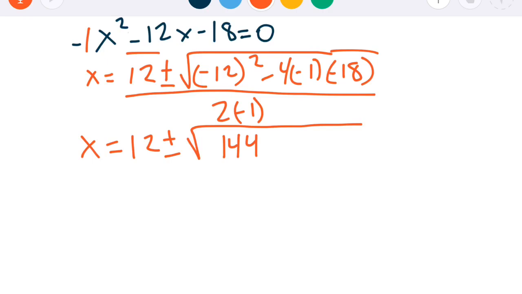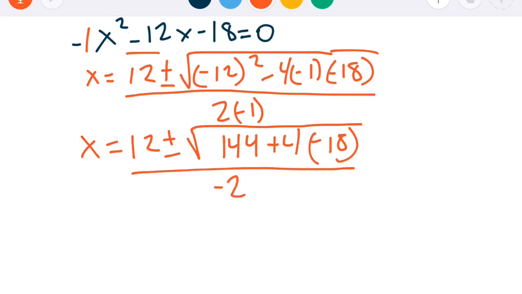Now we have negative 4 times negative 1, so that's going to be positive 4. We still have this times negative 18, and then in the denominator we're going to have negative 2. We're not simplified inside the square root yet. So 144 plus 4 times negative 18. So 4 times negative 18 is negative 72. So 144 plus negative 72 is 72.